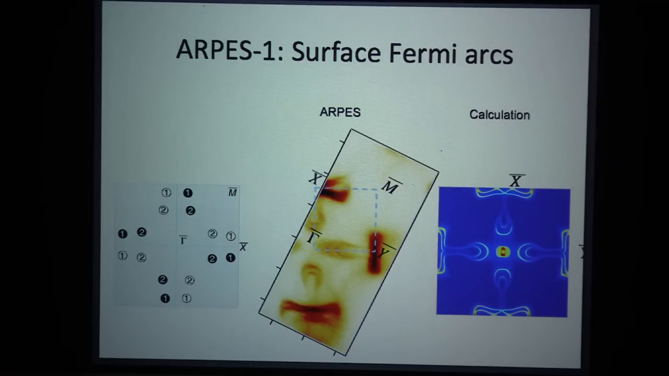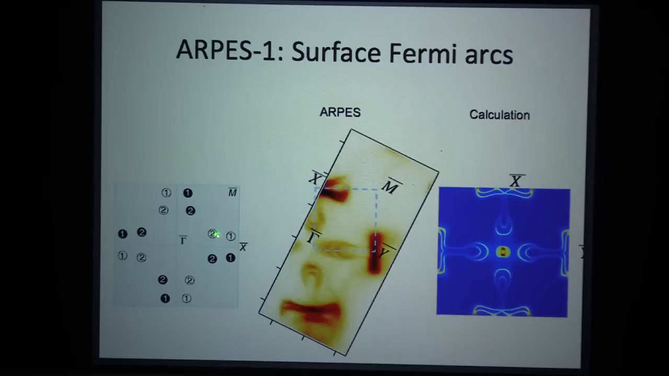Then what we see is that between gamma and, let's say, x, there are these arc-like features. They're extended there. And at the x or y point, you have this additional stuff there. There are a number of bands there, and they're not very well resolved. So in experiments, you would have better luck resolving things around this W2 Weyl point.